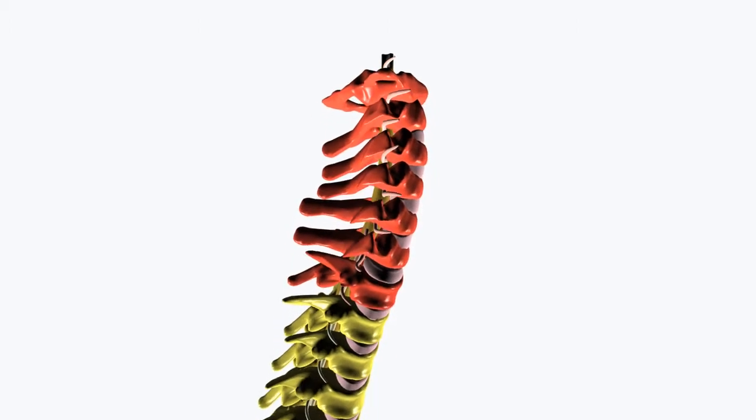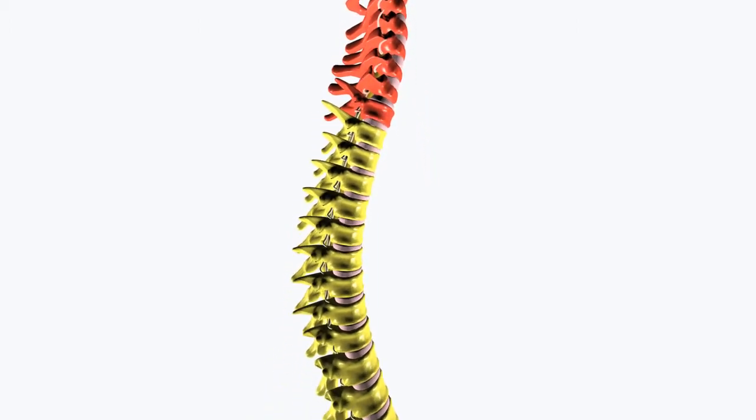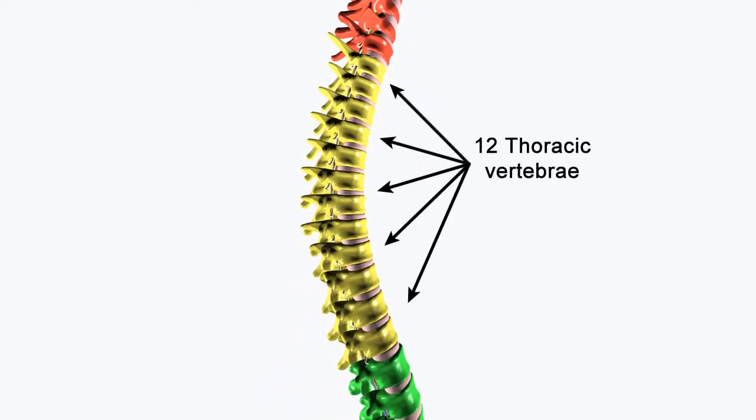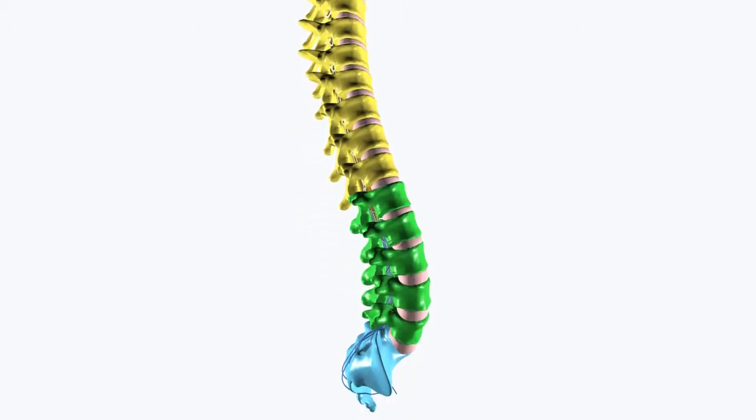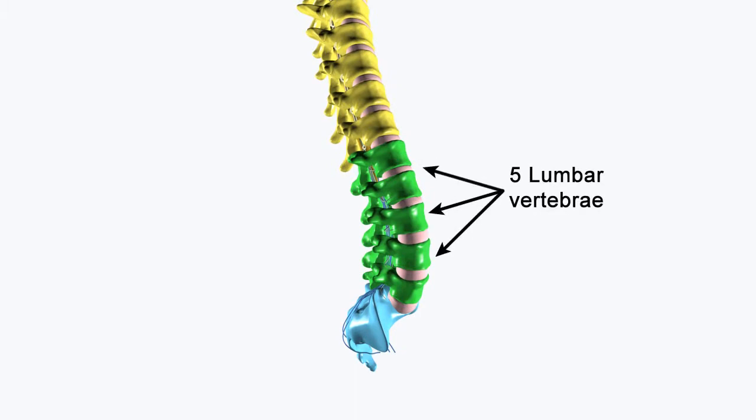Now considering the rest of the spinal column, there are 12 thoracic vertebrae that extend down the thorax. There are 5 lumbar vertebrae that form the small of your back, and 5 sacral vertebrae that fuse to form the sacrum. Finally, there are 3 coccygeal vertebrae that fuse to form the coccyx.